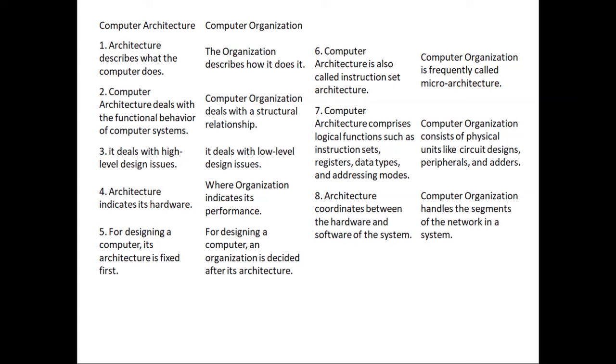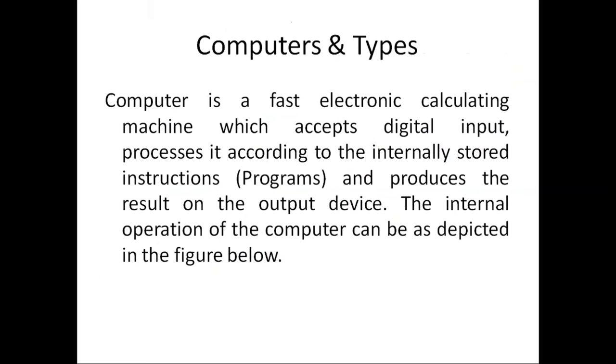Then the seventh point is the same, already we discussed. Then point number 8, architecture coordinates between the hardware and the software of the system, and organization handles the segments of the network in a system. So this is the thing.